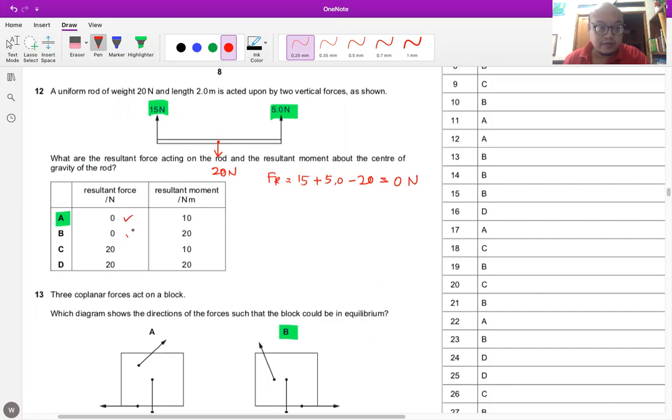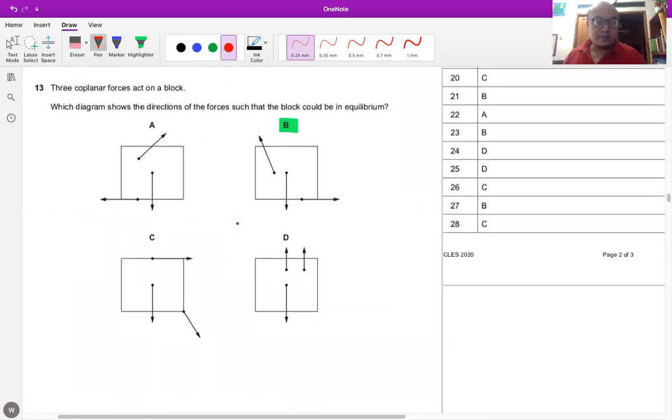So between A or B. For the resultant moment, the total torque about O is 15 times, because the length is 2, so this distance is 1.0 meter, minus 5 times 1.0. So 15 minus 5 equals 10 Newton meter. So this is the correct answer. The correct answer is A. That's it.